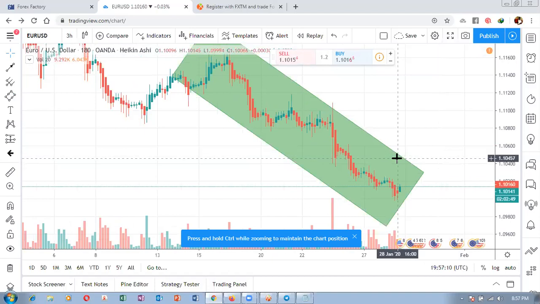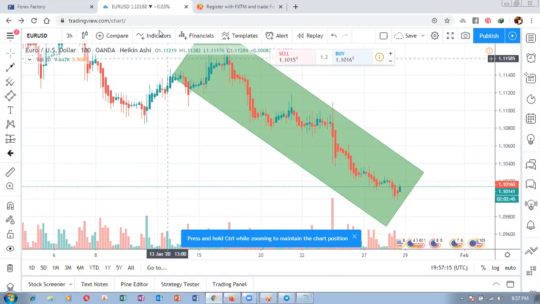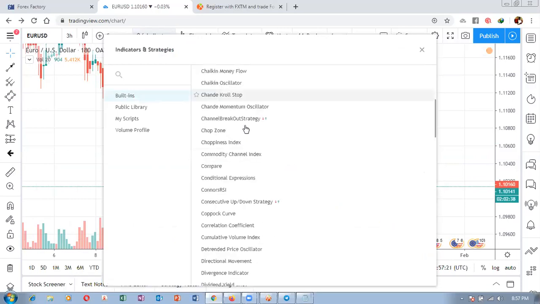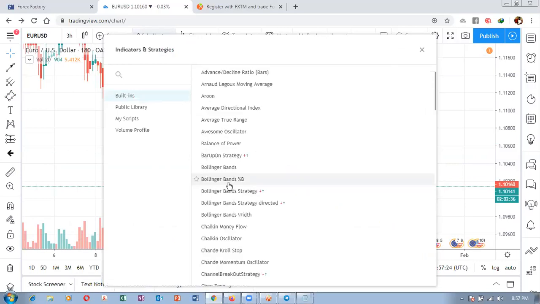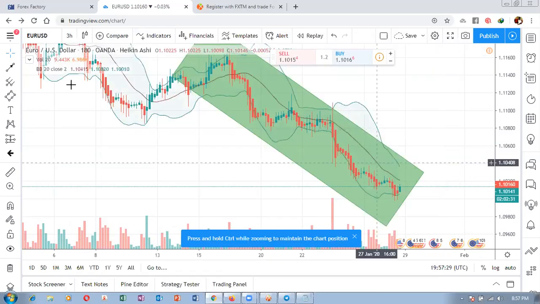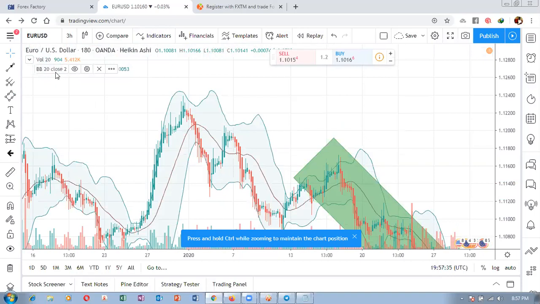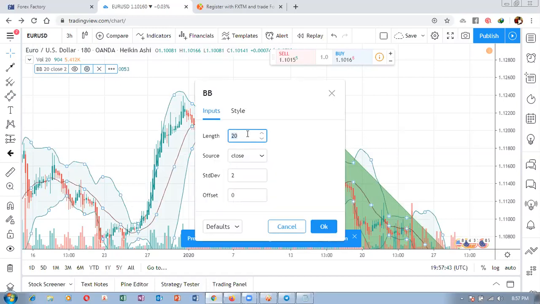Now, there are other indicators that you can use to trade. If you come to here, you see lots and lots of them. Look at it. There are lots of indicators that you can use to trade. Now, I just placed one out of the many, which is the Bollinger Band. The Bollinger Band should be 50-20.